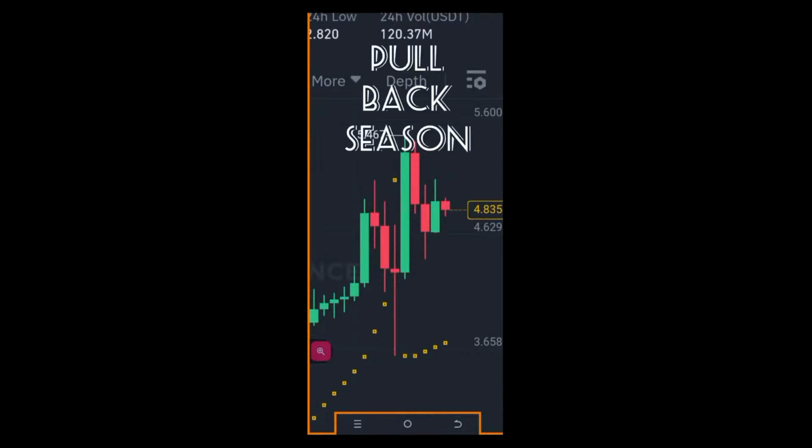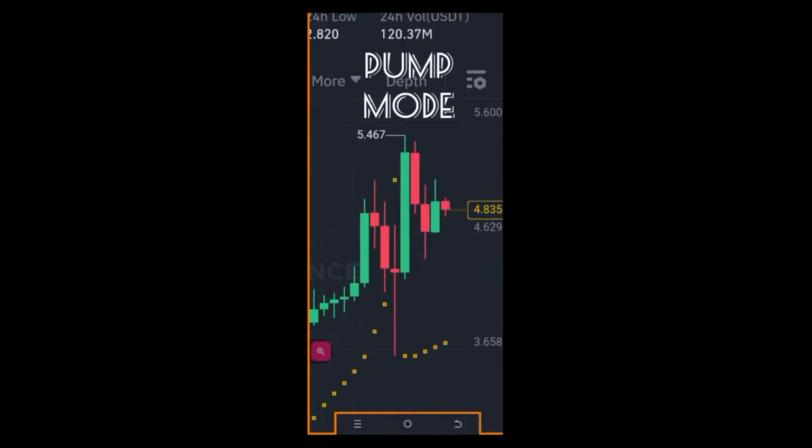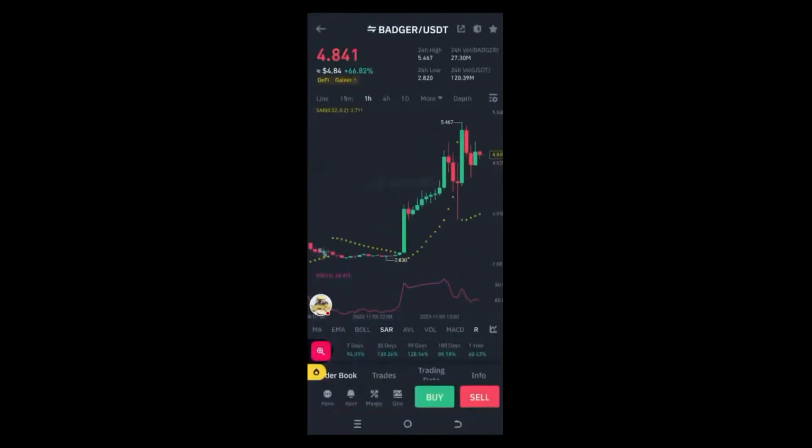So until I see it's in pump mode, because that's another thing you must consider, pump mode. The pump mode is very important. That means that it's actually leveled and it's in a green candle and it is stopping and increasing at that same point. That is what I call pump mode. This is what I call a pullback season, so you have to wait it out.